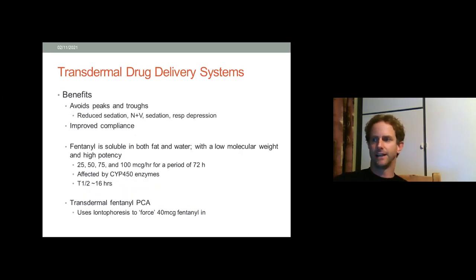So the benefits of it are that it avoids peaks and troughs. Patients quite like them, so they have much higher compliance and they have much lower side effect rate due to not getting the peaks that you do.